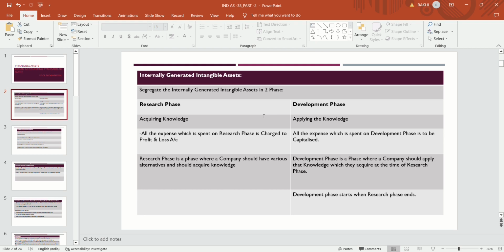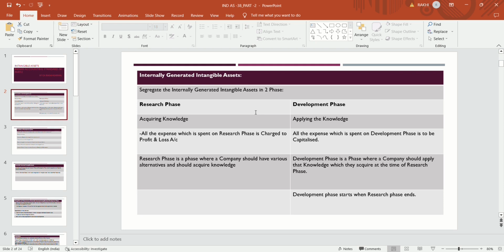So research phase is the phase where the company has various alternatives and is busy in finding and acquiring knowledge. But the company is not certain whether this knowledge they are acquiring, they will apply in the development phase or not. So certainty is not there. The application of knowledge which they generate during the research phase is the development phase.